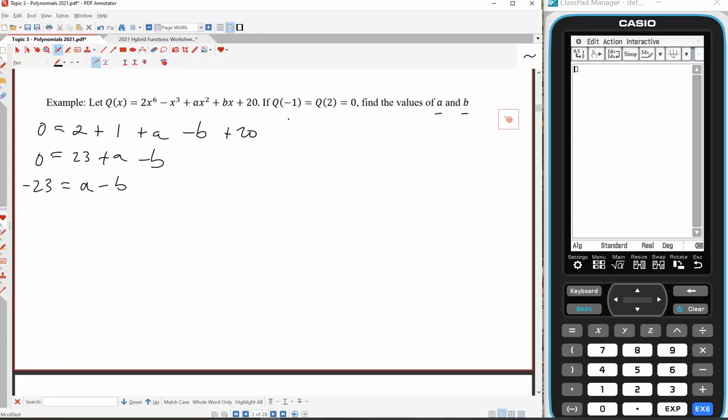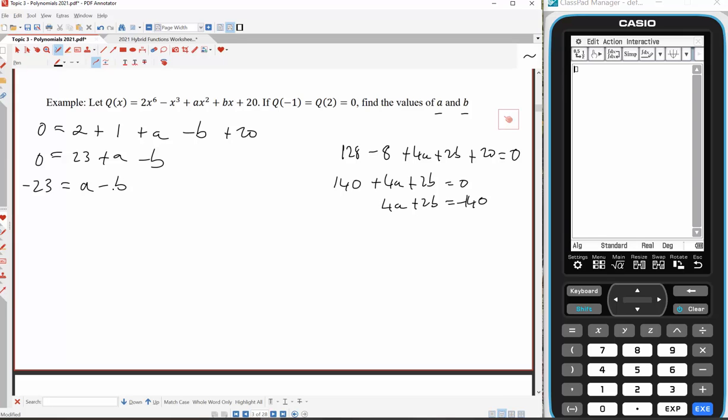Alright, now this is going to get a little tricky. 2 to the 6, I think that's 64. 2 to the 4 is 16. 2 to the 5 is 32. 2 to the 6 is 64. Multiplied by 2 is 128. Take away 8 plus 4a plus 2b plus 20 equals 0. That's 140 plus 4a plus 2b equals 0. 4a plus 2b equals negative 140.